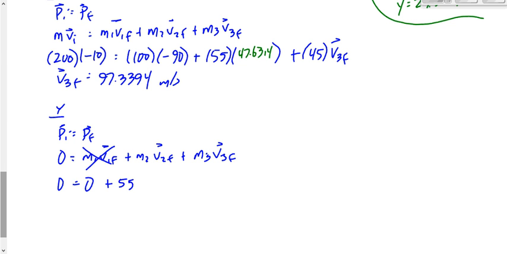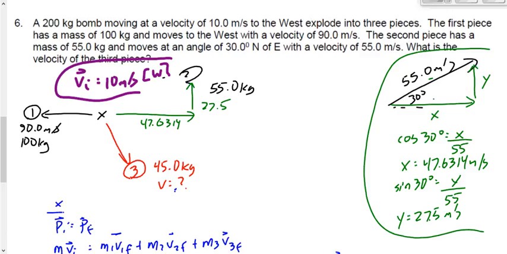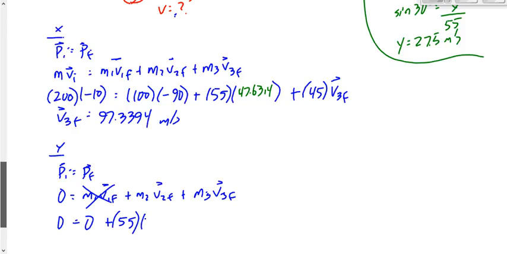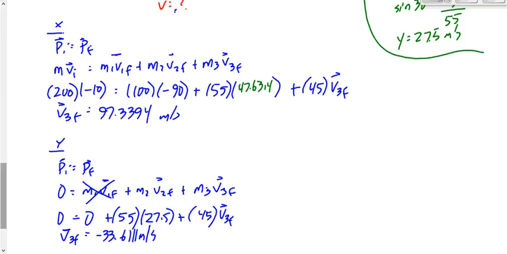M2 is 55. The y component of that is 27.5. Right, we figured it out. We don't need to do anything here other than write down a number that we have written down already. And then M3 is 45 kilograms times V3F. Solve for V3F. And it works out to be negative 33.611. I'm going to replace this with green, actually, just to remind us that this is the number that we found when we did our components there. Yeah. You good there?